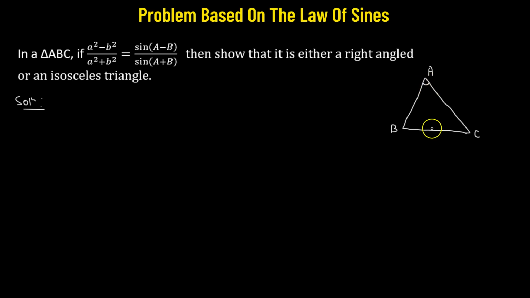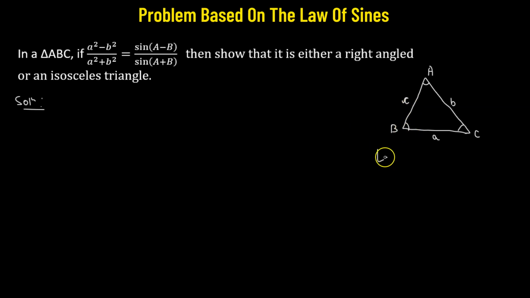Then the side opposite to angle A, which is BC, we are going to denote by the letter a in lowercase. For angle B, the side opposite to it, which is AC, we're going to represent by the letter b in lowercase. And for angle C, the side opposite to it is AB. We are going to represent it by the lowercase letter c.